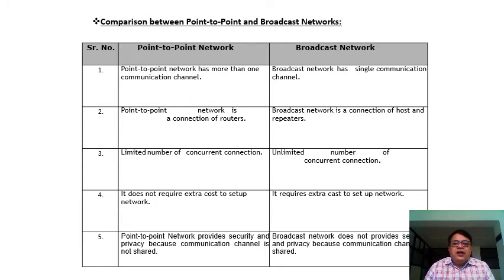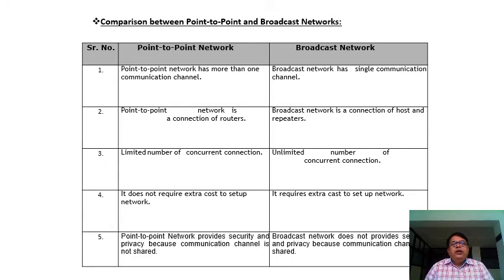Whereas a broadcast network is a connection of hosts and repeaters. A repeater is again one type of internetworking device which works in the physical layer, whereas routers work in the network layer. What is this physical layer? What is this network layer? That we will discuss in the second chapter.